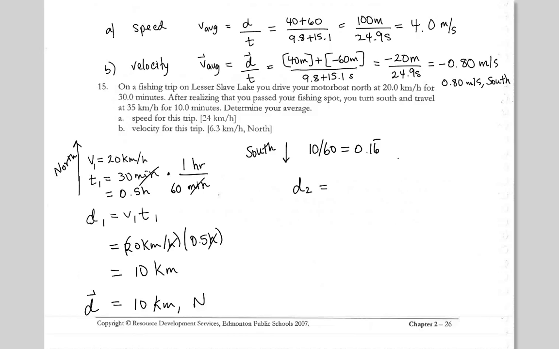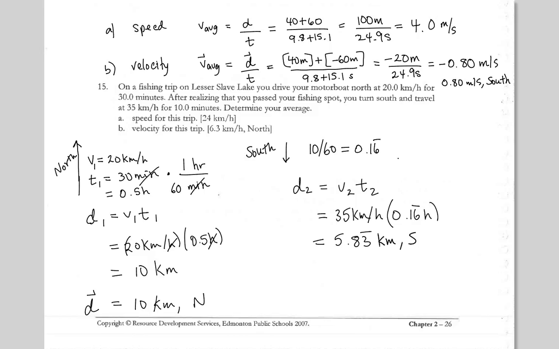The second distance covered will be v2 times t2. We traveled at 35 kilometers per hour for this 0.16 repeating of an hour. So 35 times 1/6, we got 5.83 repeating, and this is kilometers south.